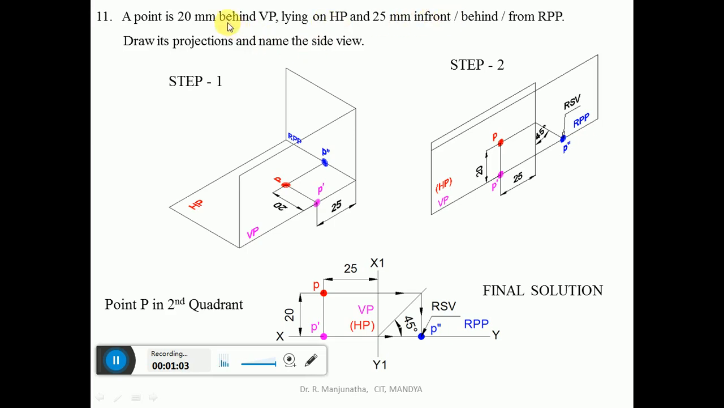Since it is behind VP, you're going to get behind RPP. So naturally it will be the right side view. Now, draw its projections and name the side view.